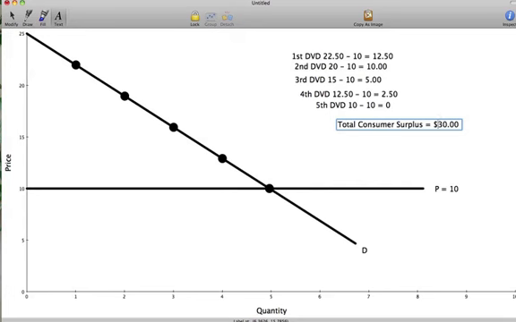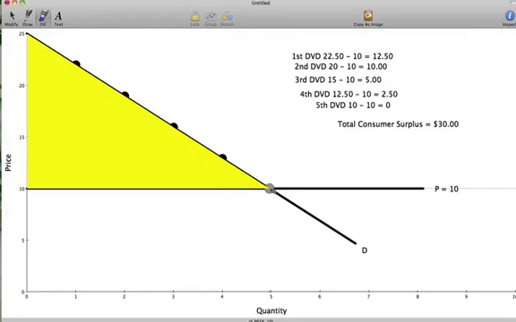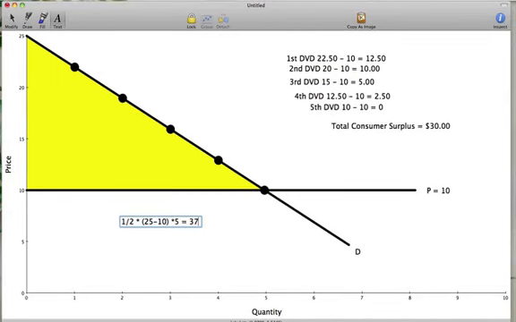If DVDs could be sold in continuous increments, so if we could sell 1.5 DVDs, 0.3 DVDs, and so on, we would find the consumer surplus by simply finding the area of this triangle here. In other words, we would find the consumer surplus as 1 divided by 2 times 25 minus 10 times 5. Our consumer surplus is $37.50.